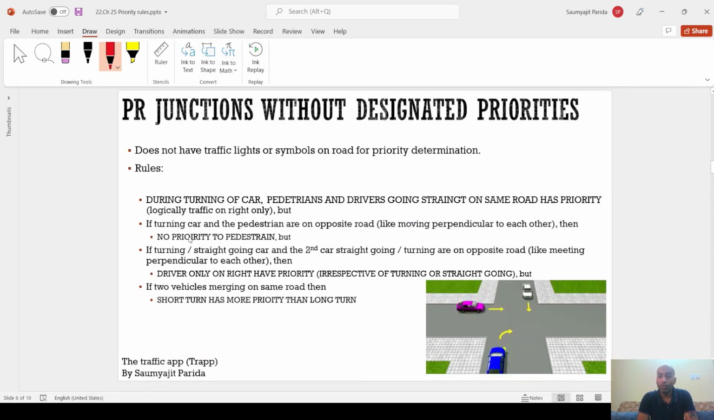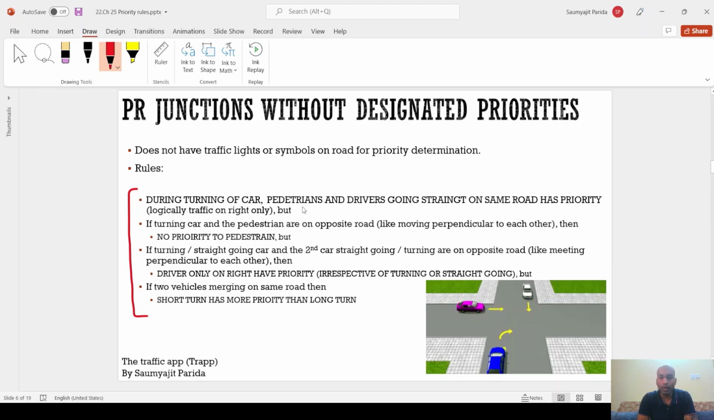Priority rules at junctions where there are no designated priorities. For example, here there is no traffic light and there are no shark teeth. In this junction it is very difficult to understand who has to be given priority, and that is the cause of most accidents also. People don't have knowledge, so here I have illustrated some clear rules. We already discussed this in an earlier video, but as a recap, we have to read it again.